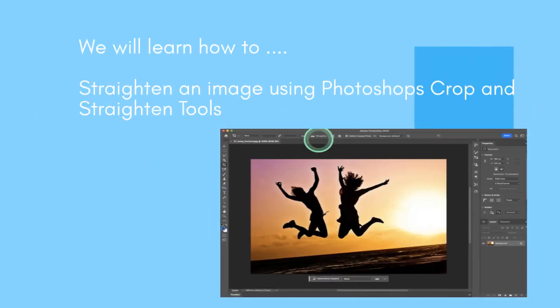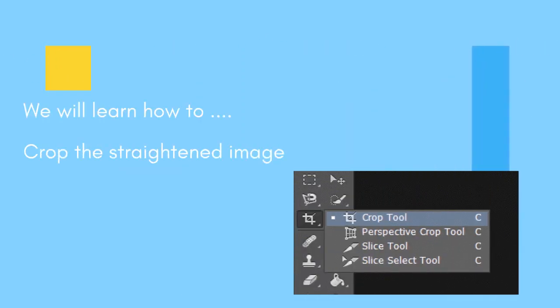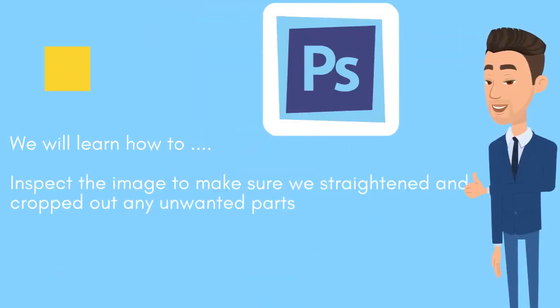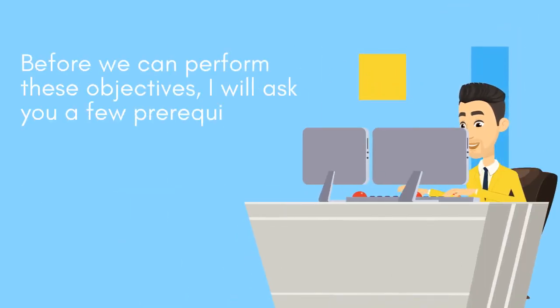We will learn how to straighten an image using Photoshop's crop and straighten tools. Crop the straightened image. Inspect the image to make sure we straightened and cropped out any unwanted parts. Before we can perform these objectives, I will ask you a few prerequisite questions.